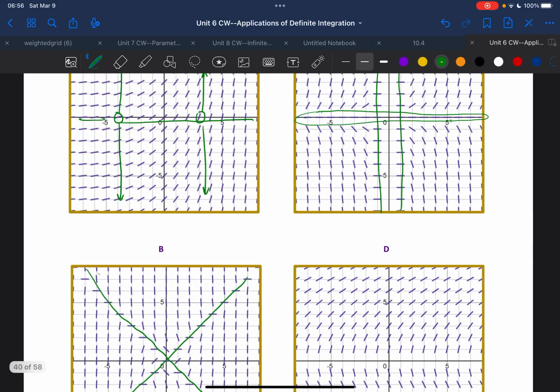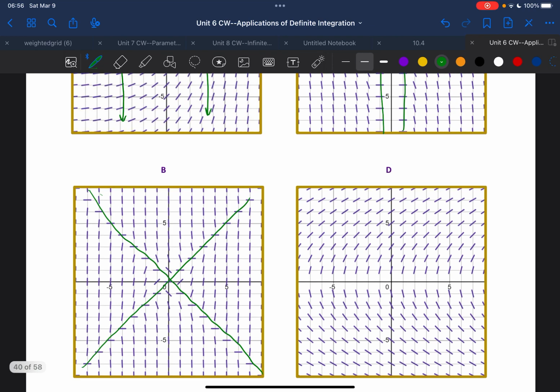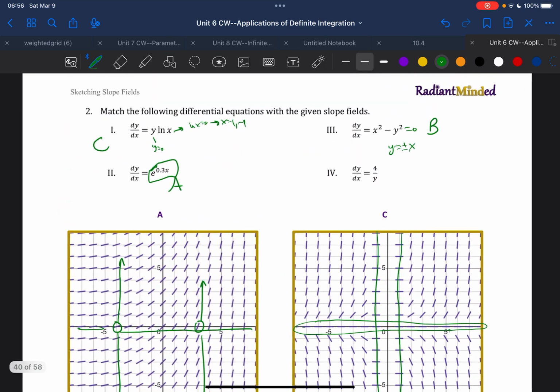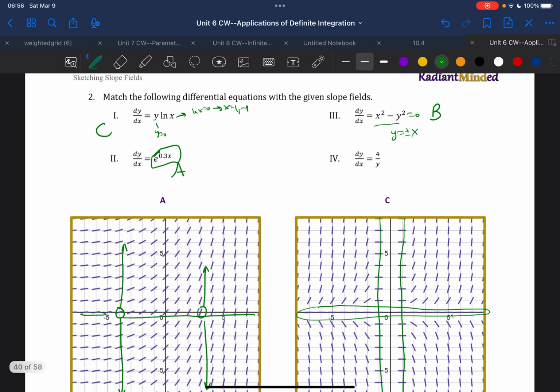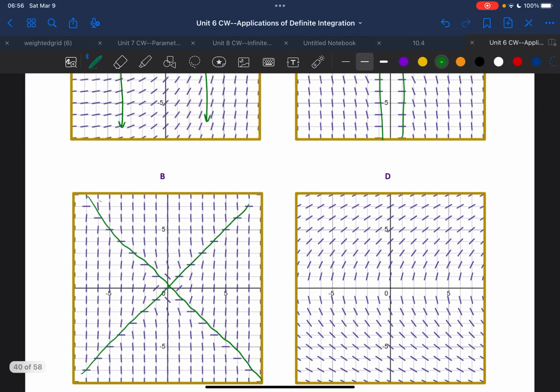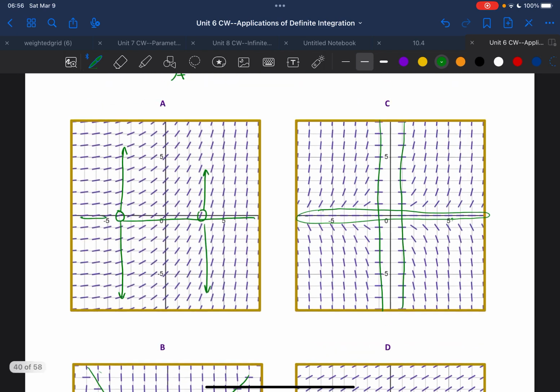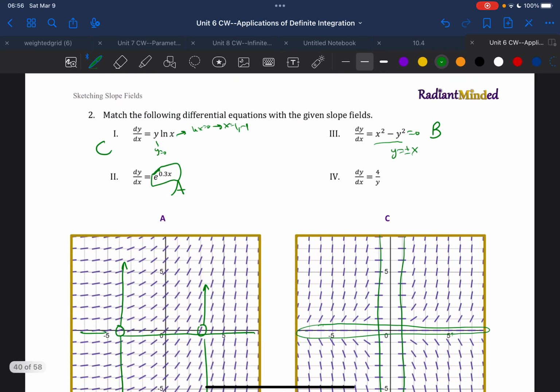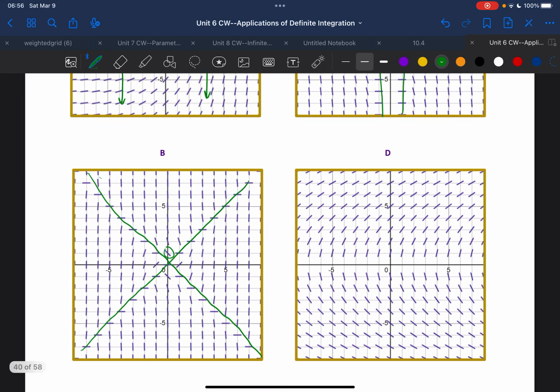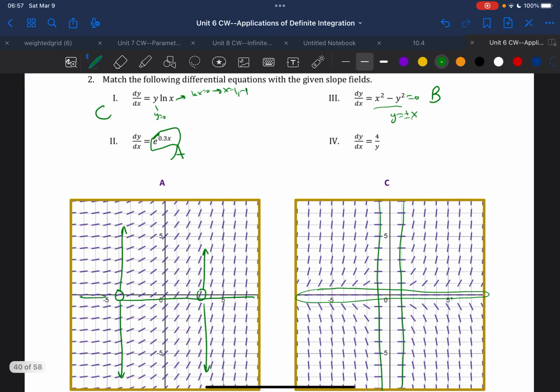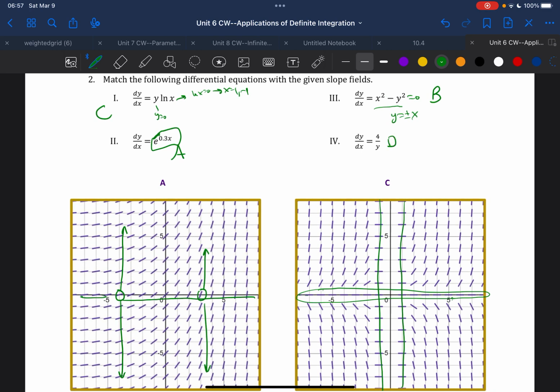And then you can see here, again, there's other things you can do. You could like plug in a point. So if you plug in like 0, 1, you're going to have a slope of negative 1. And maybe you see that here. This is slope of negative 1. But if you plug in like 0, 2, you get a slope of negative 4. You can see here, it's getting steeper and steeper. And then I guess just out of process of elimination, this leaves D.